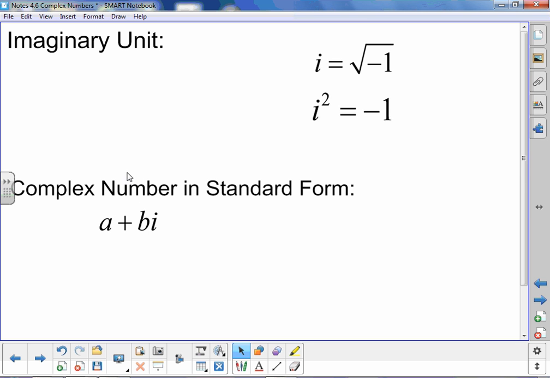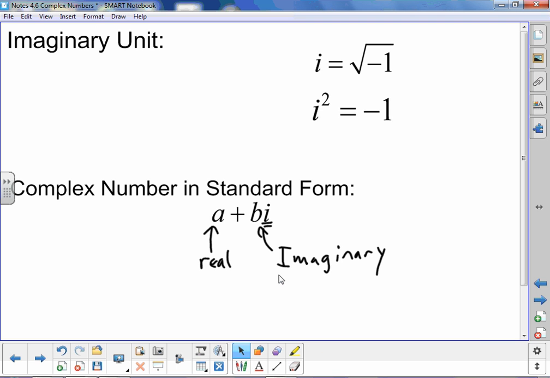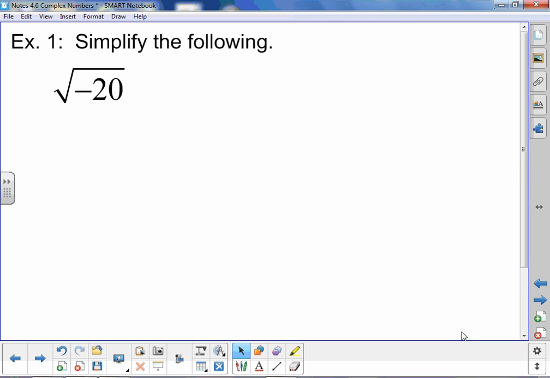Standard form complex number. This is called a complex number because it has two parts. The first part is considered the real part, and second part is considered the imaginary. So that's because of this i part right here. So that's why it's considered complex, because there's two parts. And yeah, so let's move on because, like I said, we've been over this in class.